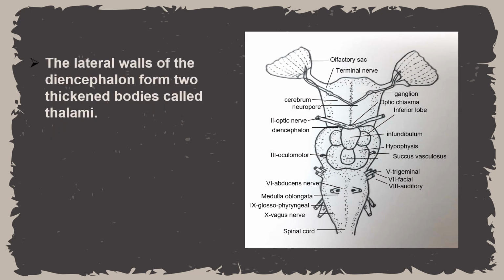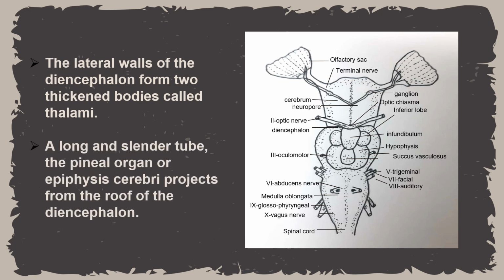The lateral walls of the diencephalon form two thickened bodies called thalami. A long and slender tube, the pineal organ or epiphysis cerebri, projects from the roof of the diencephalon. The floor of the diencephalon is well formed. A hollow infundibulum is given off from the floor of the diencephalon.